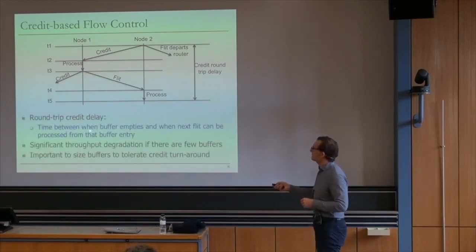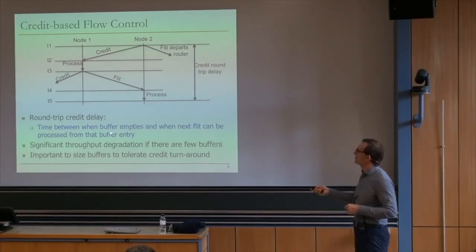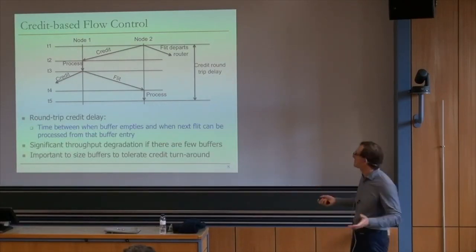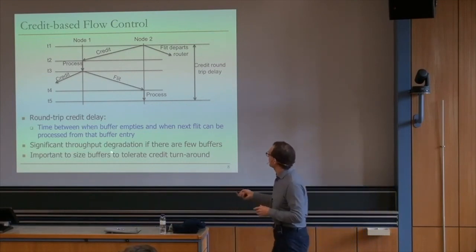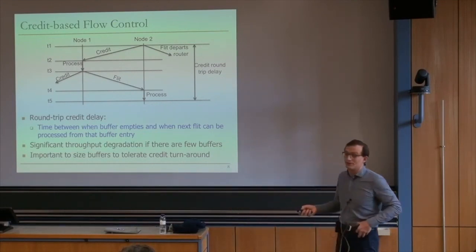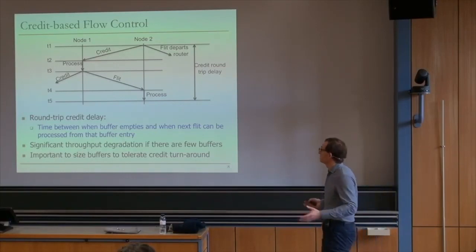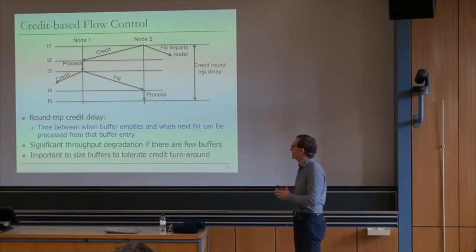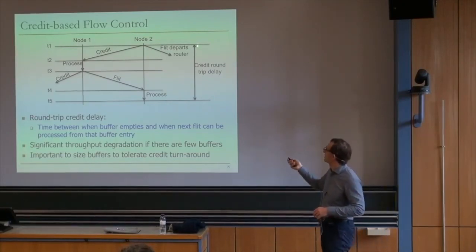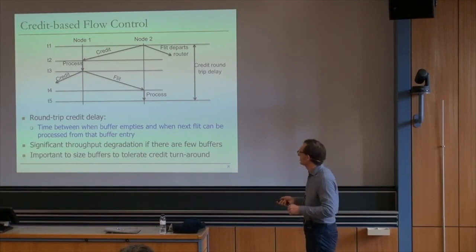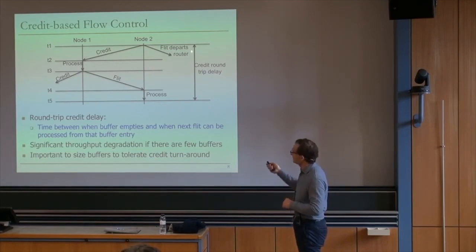Basically, the time between when the buffer empties and when the next flit can be processed from that buffer entry, that's credit round trip delay, or round trip credit delay. This leads to significant throughput degradation if there are few buffers available. That's why high performance networks over-provision their buffers. And of course, it's important to size the buffers to tolerate this credit turnaround. This is also called turnaround delay.